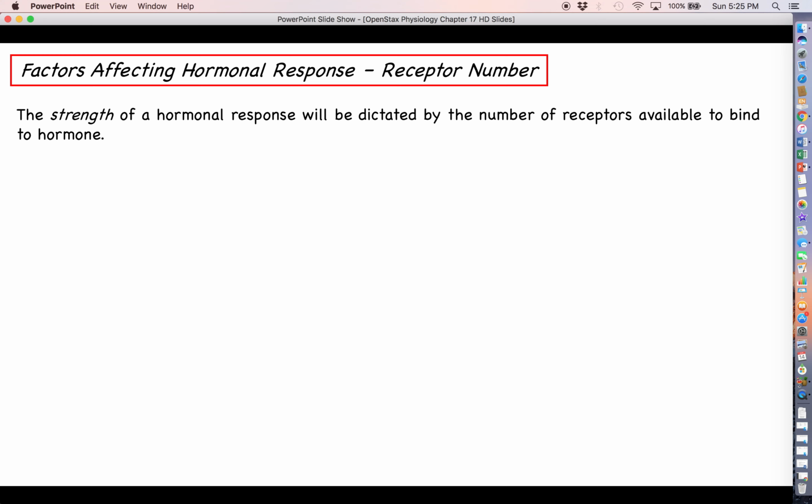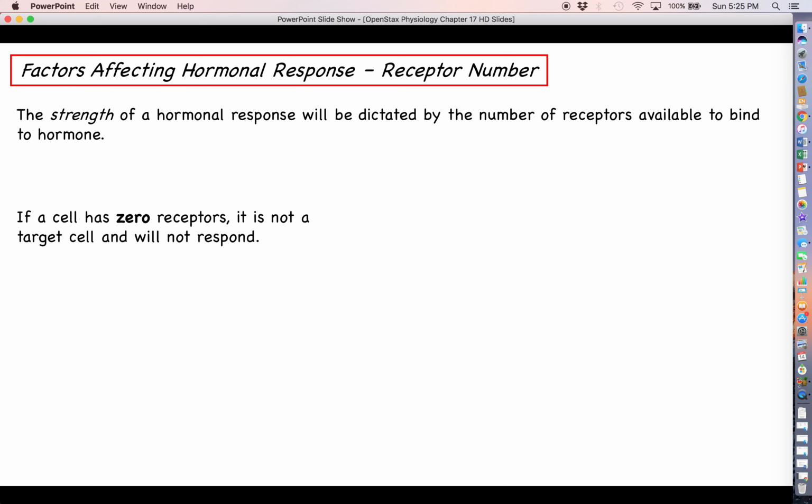Another thing that we discussed a little bit in the communication unit, and it definitely is relevant for our discussion on hormones, you'll remember that we said that the strength of a ligand-receptor interaction is going to be dictated by the number of receptors that get activated by a given ligand, and this is certainly true for hormones. So you'll recall that we had a discussion on upregulation and downregulation, basically the way that the cell modulates its sensitivity to a particular response.